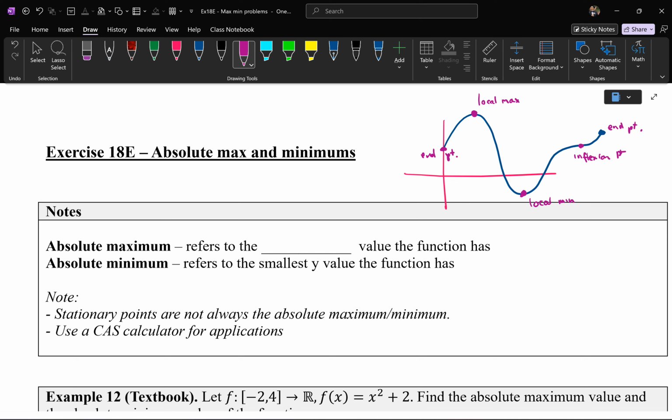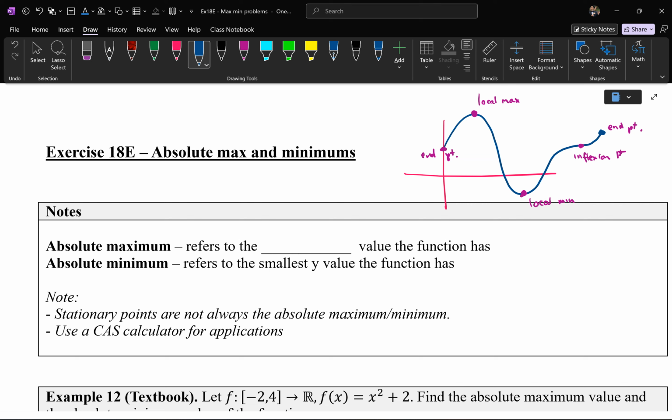What you learnt last session when I talked about 18C and 18D was called stationary points. Remember, stationary points is when the gradient of the tangent line is equal to what again? Stationary points occur when gradient is 0. Okay, and gradient 0 means that.